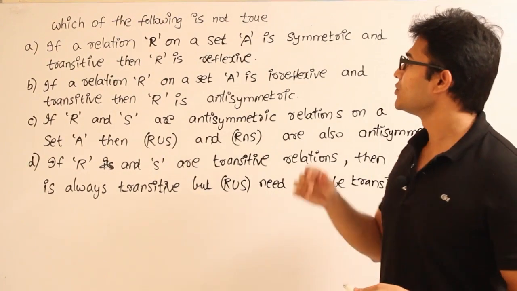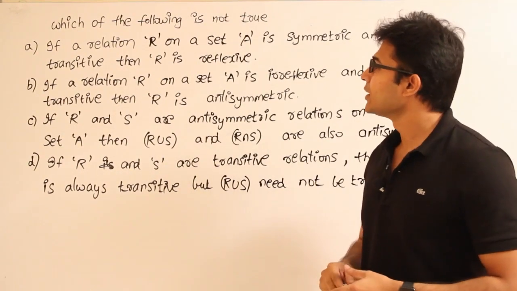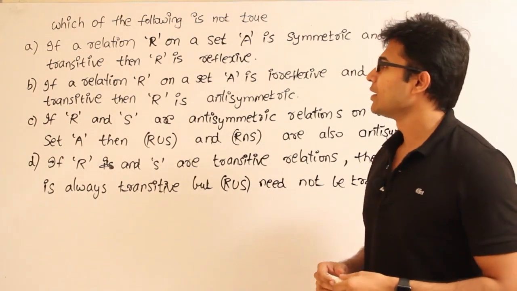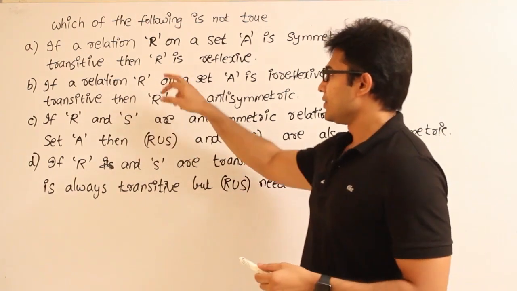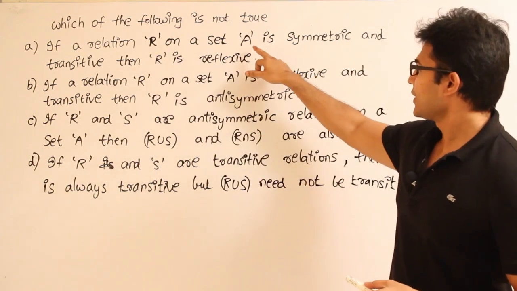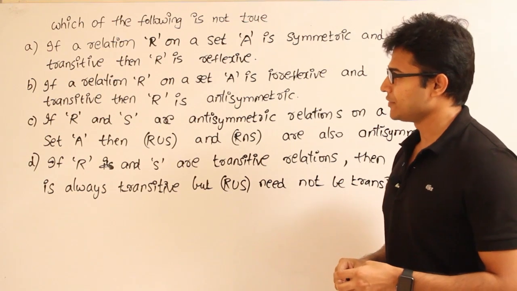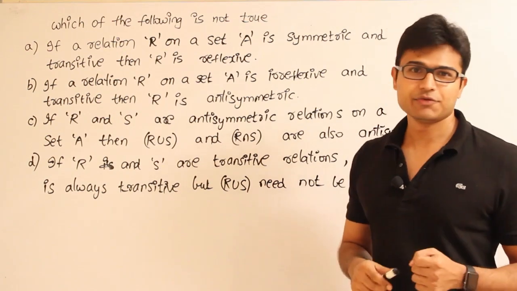Now see this question, which of the following is not true? So out of these 4 options, we have to choose the option which is false. Now the first one is, if a relation capital R on a set capital A is symmetric and transitive, then it is reflexive. So it is a classic confusion.